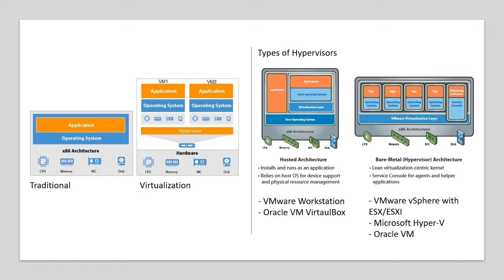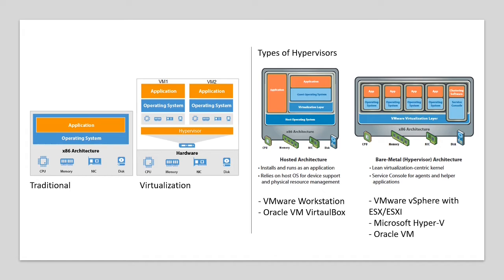On my right side, the diagram shows types of hypervisors. So we have two types of hypervisors. One is hosted architecture and another is bare metal hypervisor architecture. In hosted hypervisor, we have a host machine that has its own application running. On top of a host operating system, we have virtual layer, our hypervisor layer. On hypervisor, we can install, provision multiple servers on it.